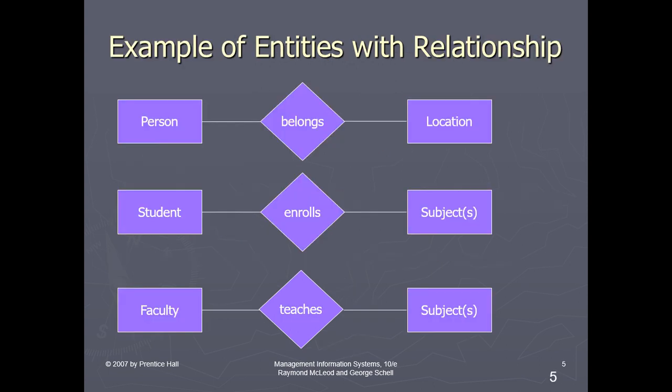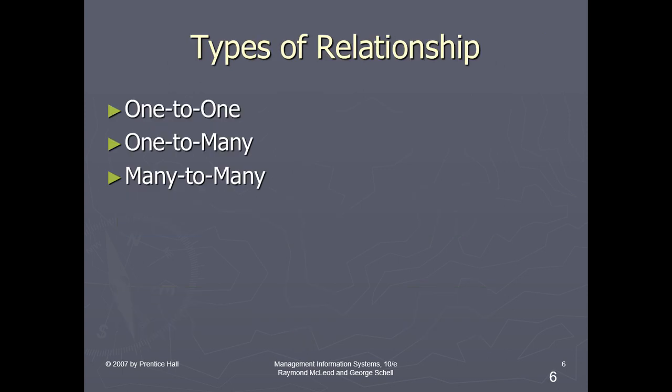Examples of related entities: person belongs to location, student enrolls subject, faculty teaches subjects. So that's the relation. This is very important: types of relationship. We need to know what is the type of relation of this table to the other table.